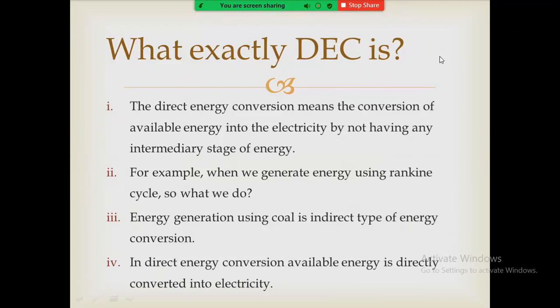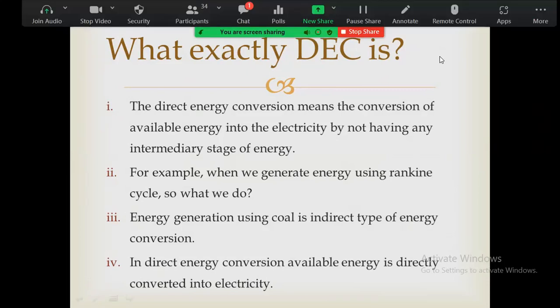What we are avoiding is that process. That means the only available energy here is getting converted into electricity. So what will be the benefits here? Why is this process necessary here?